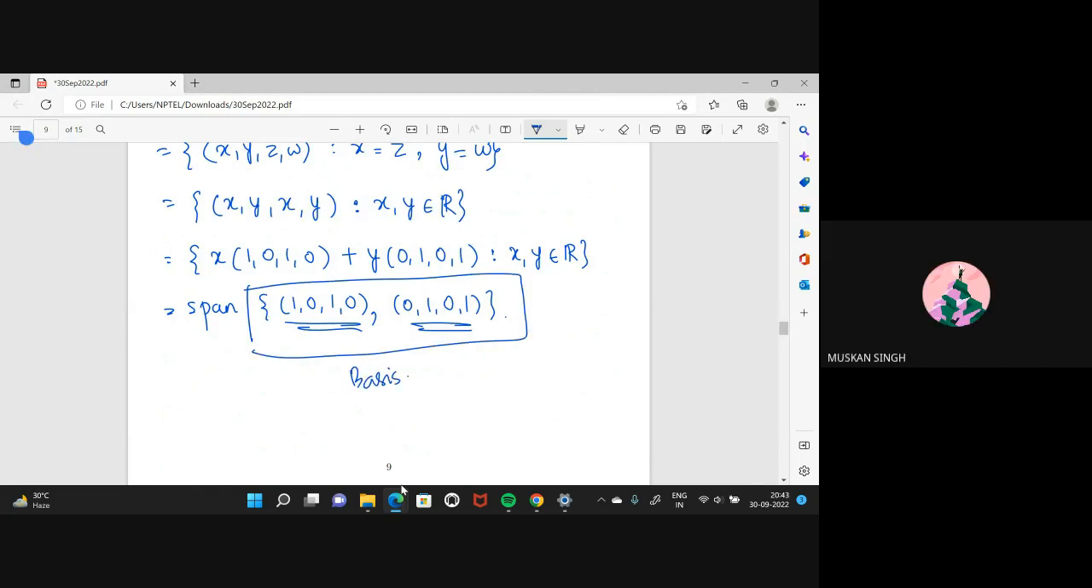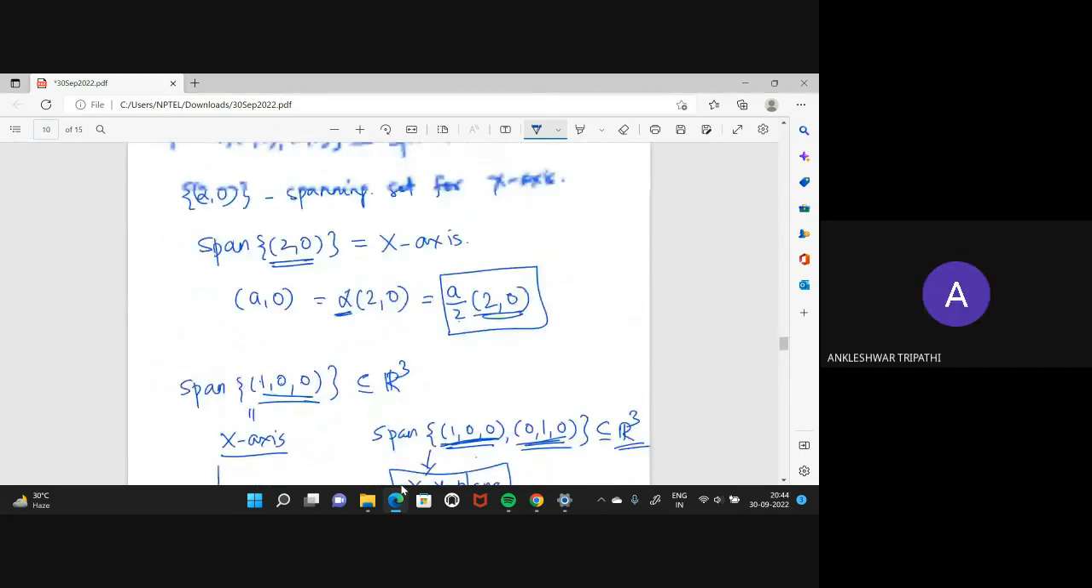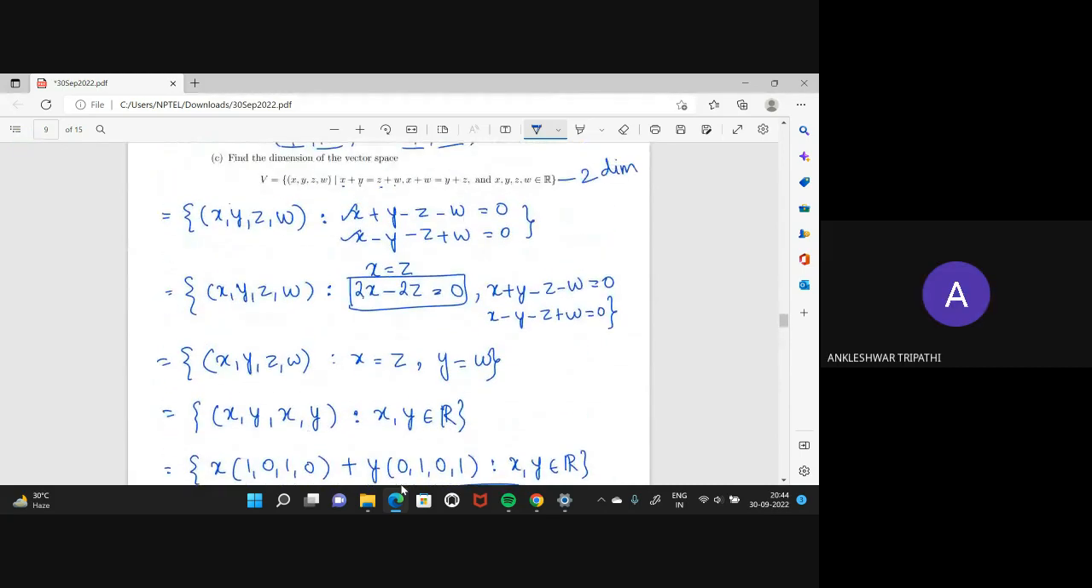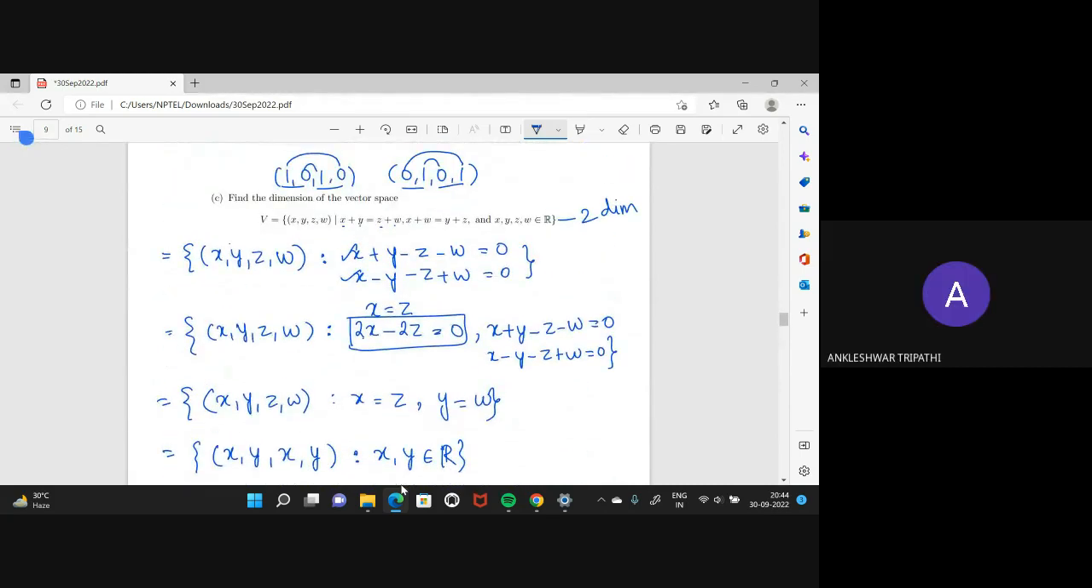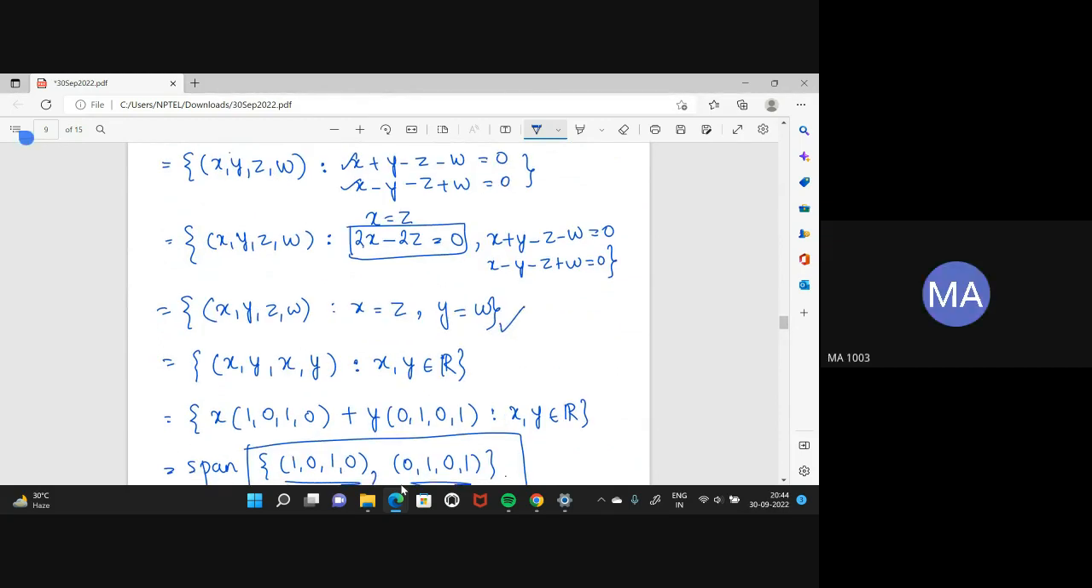Yes, ma'am. No, I did not. It is not clear, is it? Which part is not clear? Like how to solve x equals z and y equals w. That is not clear? No, I did not understand here.